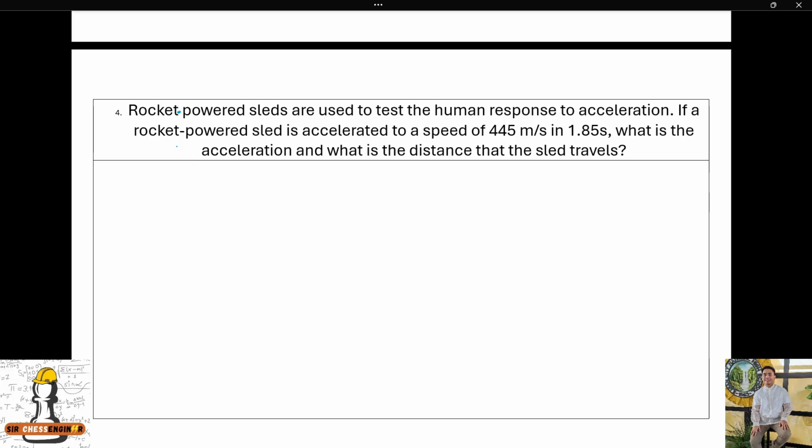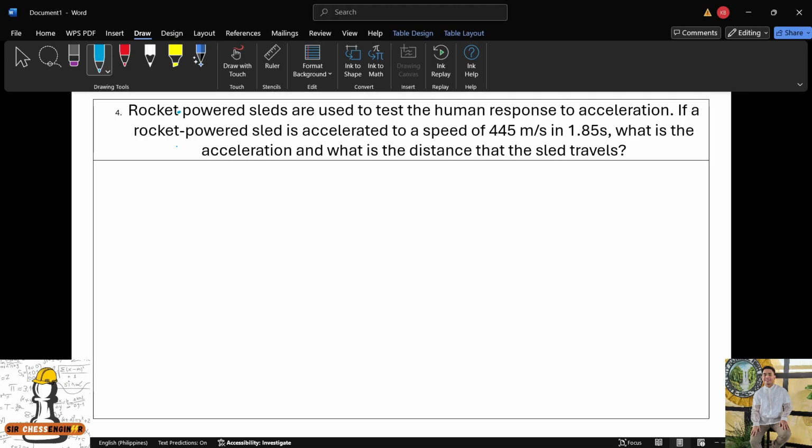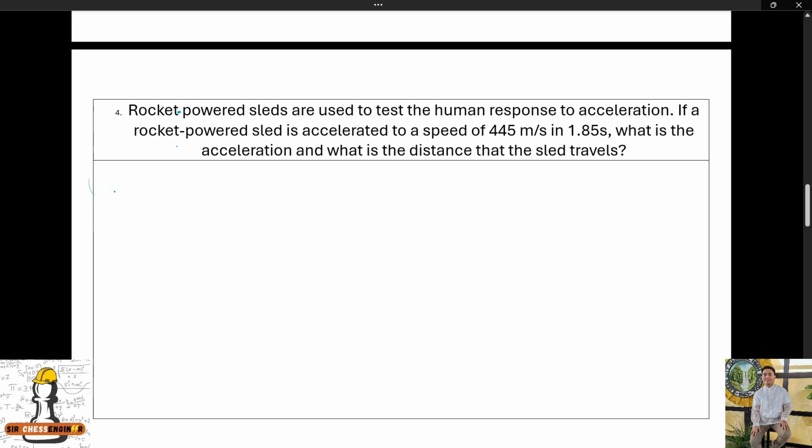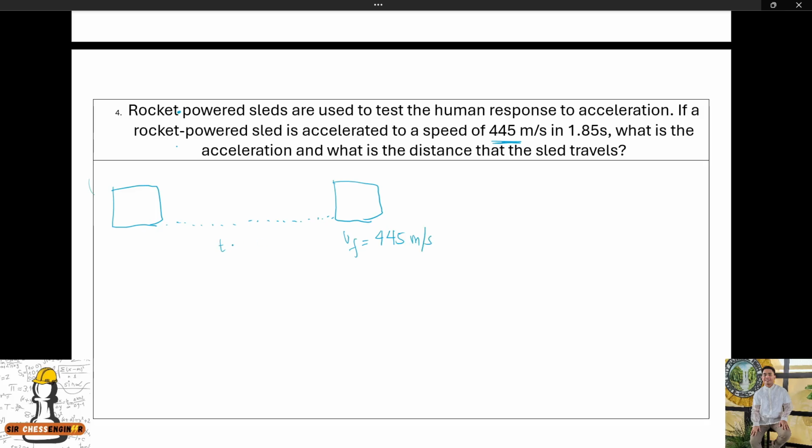So assuming this is our sled. According to the problem, it accelerated for some distance until it reaches 445 meters per second. So 445 meters per second is our final velocity, and it takes 1.85 seconds to reach that velocity.